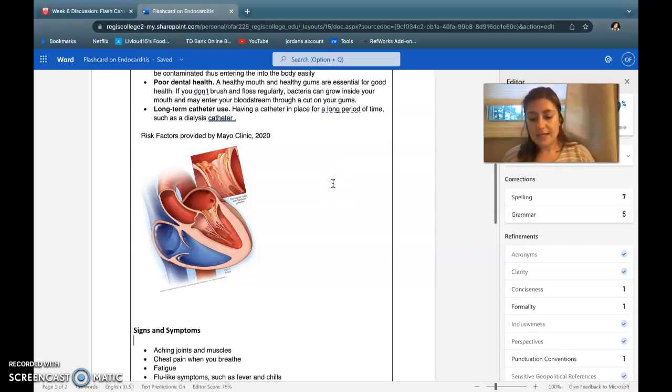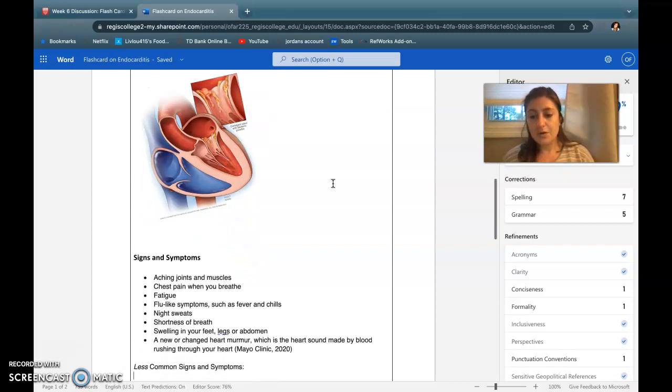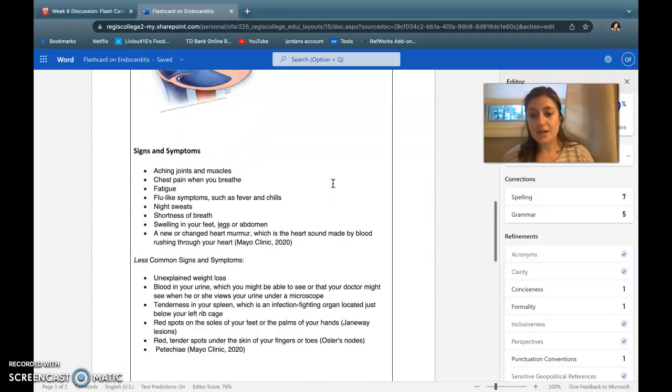And then we move down to signs and symptoms. So common signs and symptoms of endocarditis are joint aches, muscle aches, chest pain when you breathe, fatigue, presents more like flu-like symptoms, fevers, chills, night sweats, shortness of breath. You're going to see swelling to the legs and feet. That's probably just due to poor perfusion and regurgitation. And then upon auscultation, you might hear a change in your heart, maybe a new murmur that wasn't there prior.